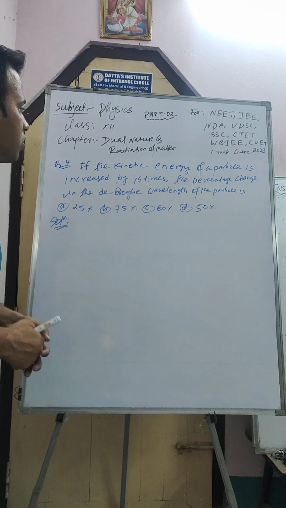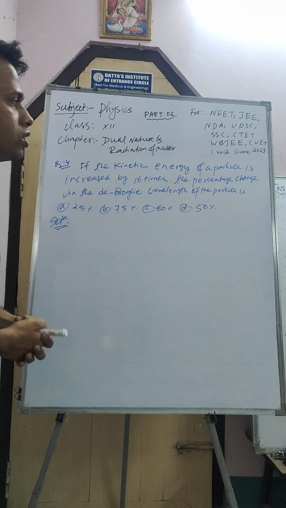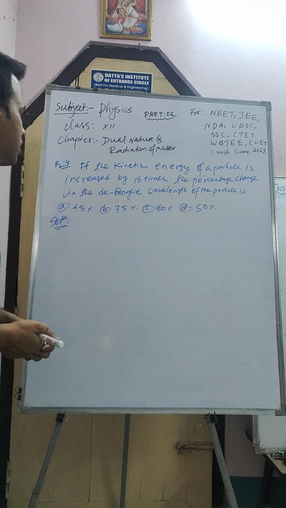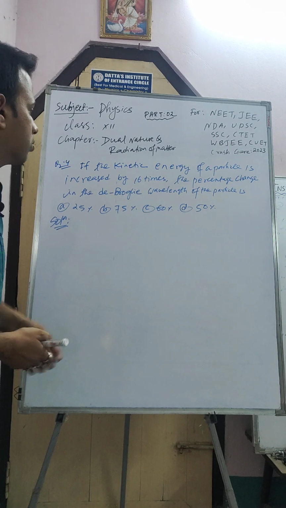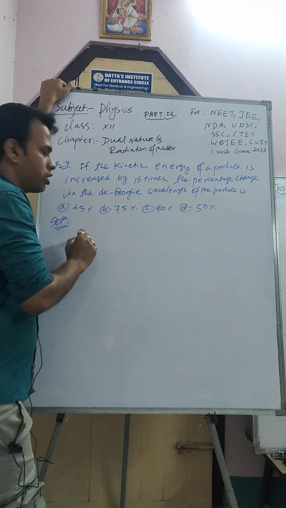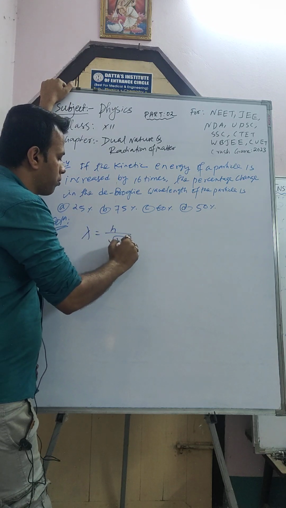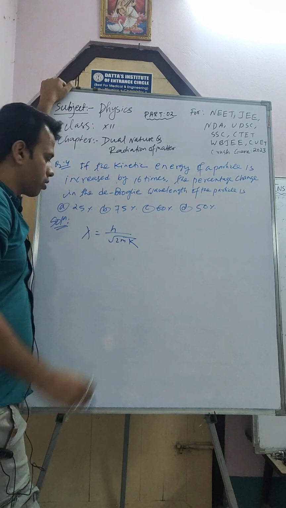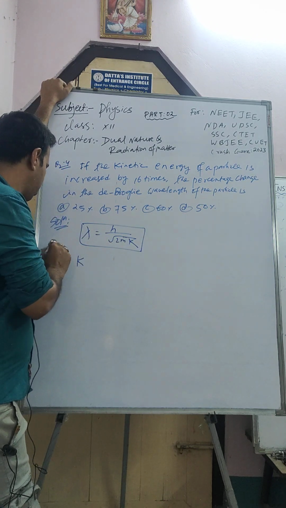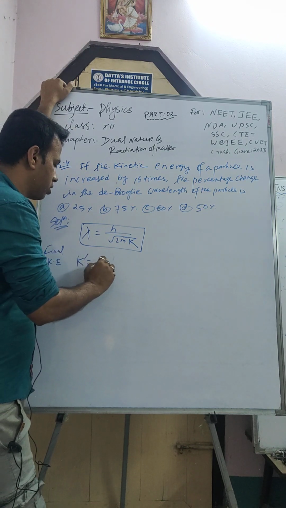If the kinetic energy of a particle is increased by 16 times, the percentage change in the de Broglie wavelength of the particle is what we have to find out. So what is given? We know that the relation between de Broglie wavelength and kinetic energy is lambda equals h by root over of 2mk. Okay, this one is initial. So final kinetic energy is what? Final kinetic energy k dash will be 16k.